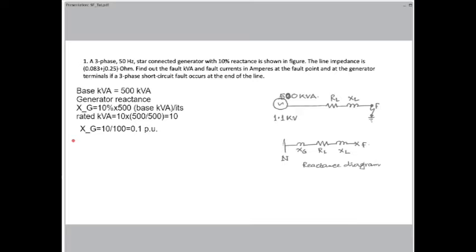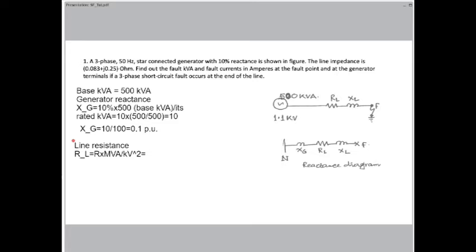Now we need to calculate the line resistance, R subscript L, and how do we calculate it? The formula is R in ohm times MVA over kV squared. So that's the formula: resistance in ohm times MVA over kV squared.